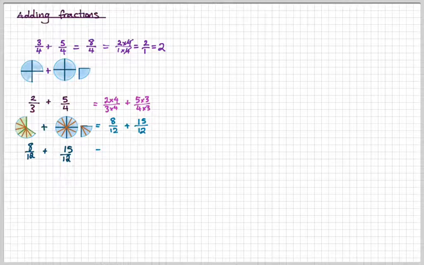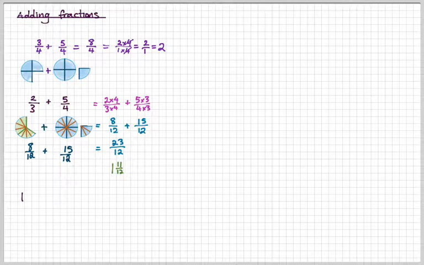Okay, now we can add the 1/12s, because we have 8 1/12s and 15 1/12s, so we can add them. How many 1/12s are there in total? You get 23 twelfths. If you so wanted, you could write this as 1 and 11 twelfths. How many 12s go into 23? There's 1 whole time and 11 left over.